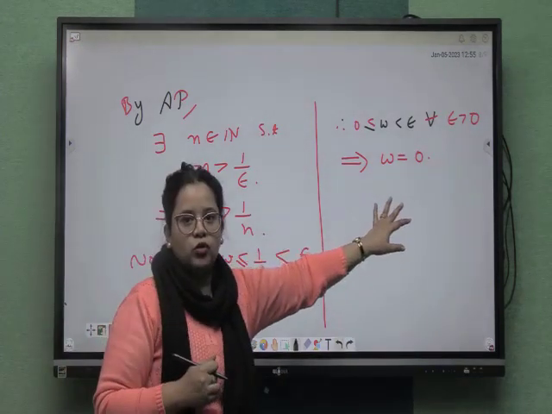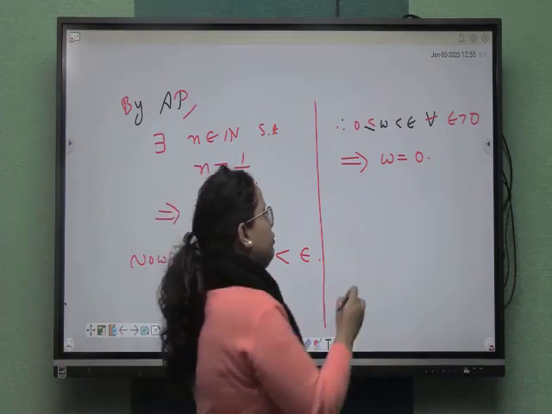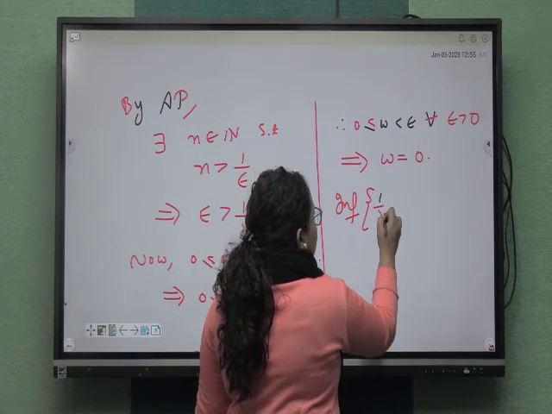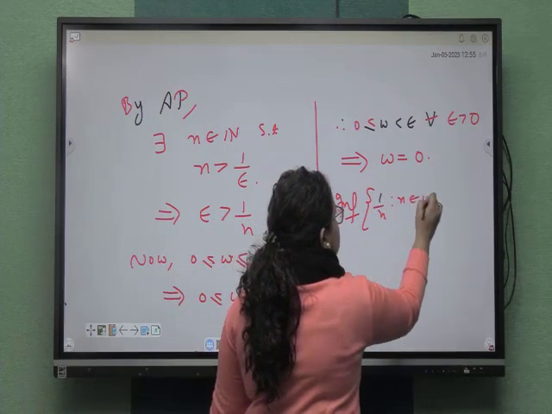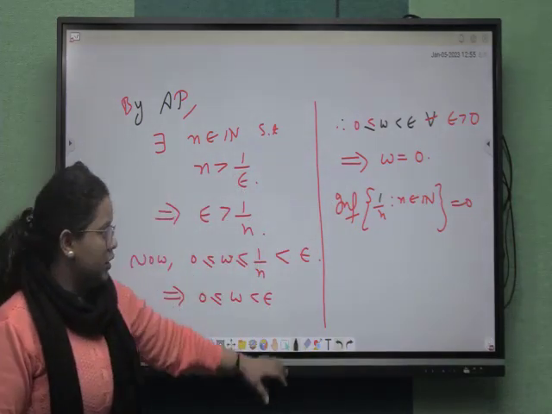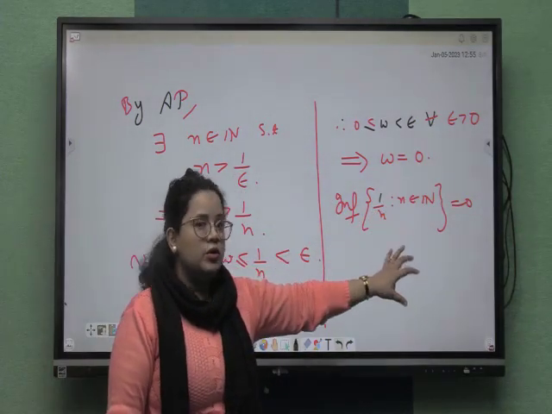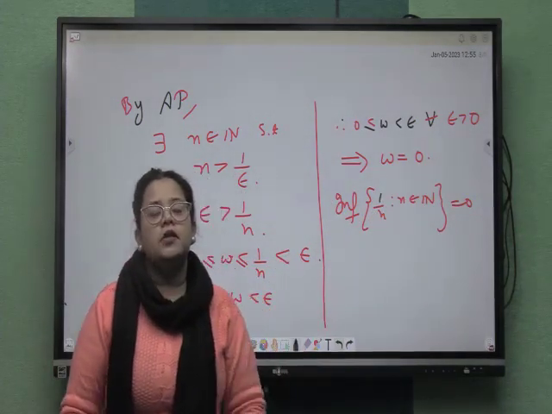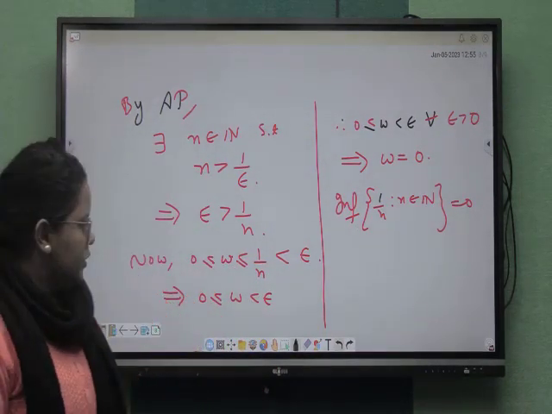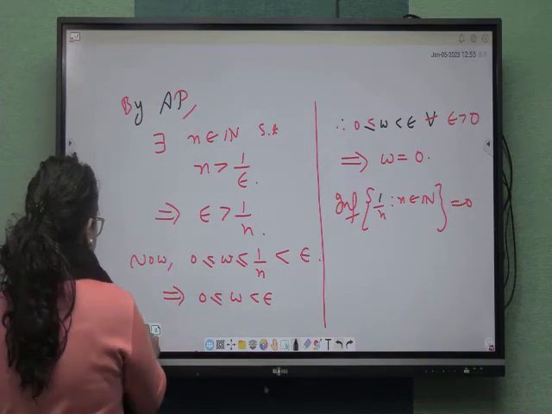Okay, so my target was to show W equals 0, meaning the infimum of the set of 1 by n, n belongs to N, is 0. So now using this condition that the infimum of 1 by n is 0, we can do many of our analysis problems. Okay.